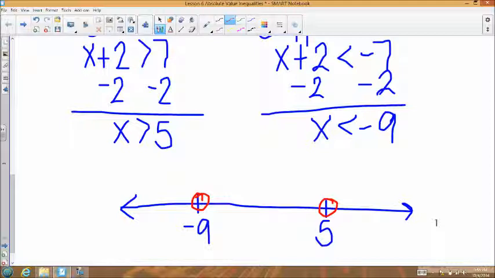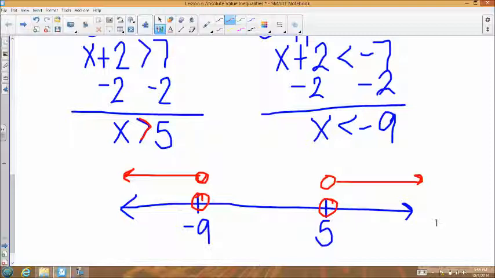So for x is greater than 5, well, it would be an open circle, and it would be shading to the right. You got to think of it, okay, the inequality sign is pointing to the right, or x is the bigger thing, so I'm going to the right. If I go over to x is less than negative 9, that means I'll be shading on the left. So if you started here, you'd be shading on the left.